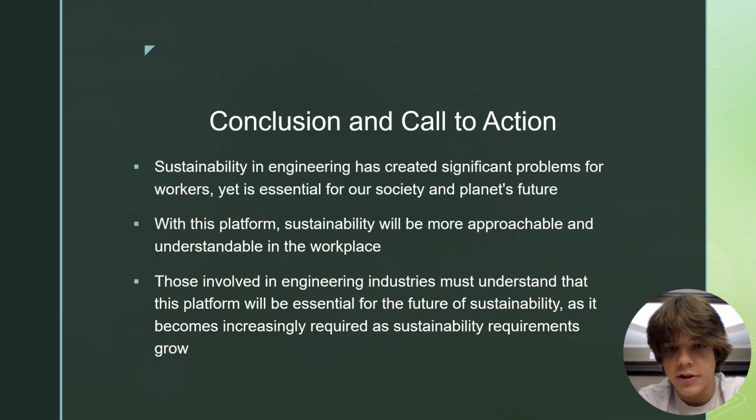Sustainability in engineering has created significant problems or issues or just complexities, but it's still always and will be increasingly important for our society. With this proposed platform, sustainability will be more approachable and understandable for workers and engineers currently working on projects. And those involved in engineering industries have to understand that this platform could be essential for the future of sustainability as it becomes increasingly required as sustainability requirements grow.